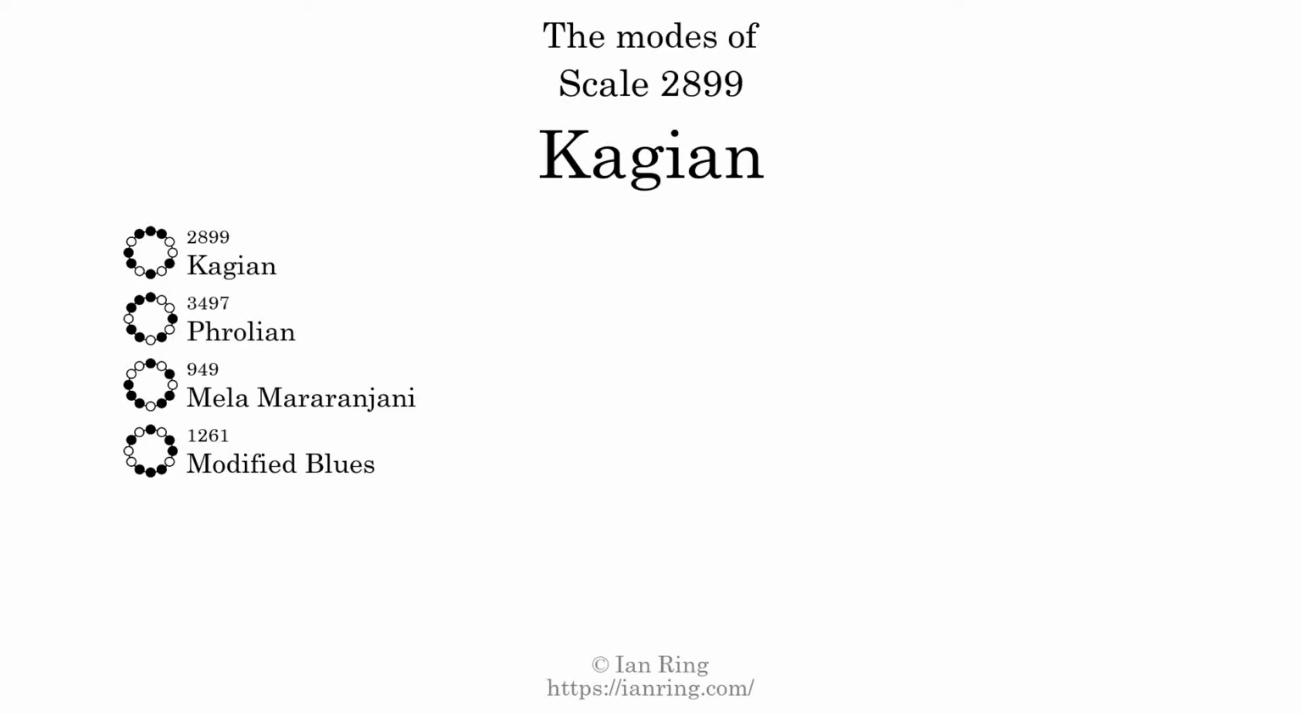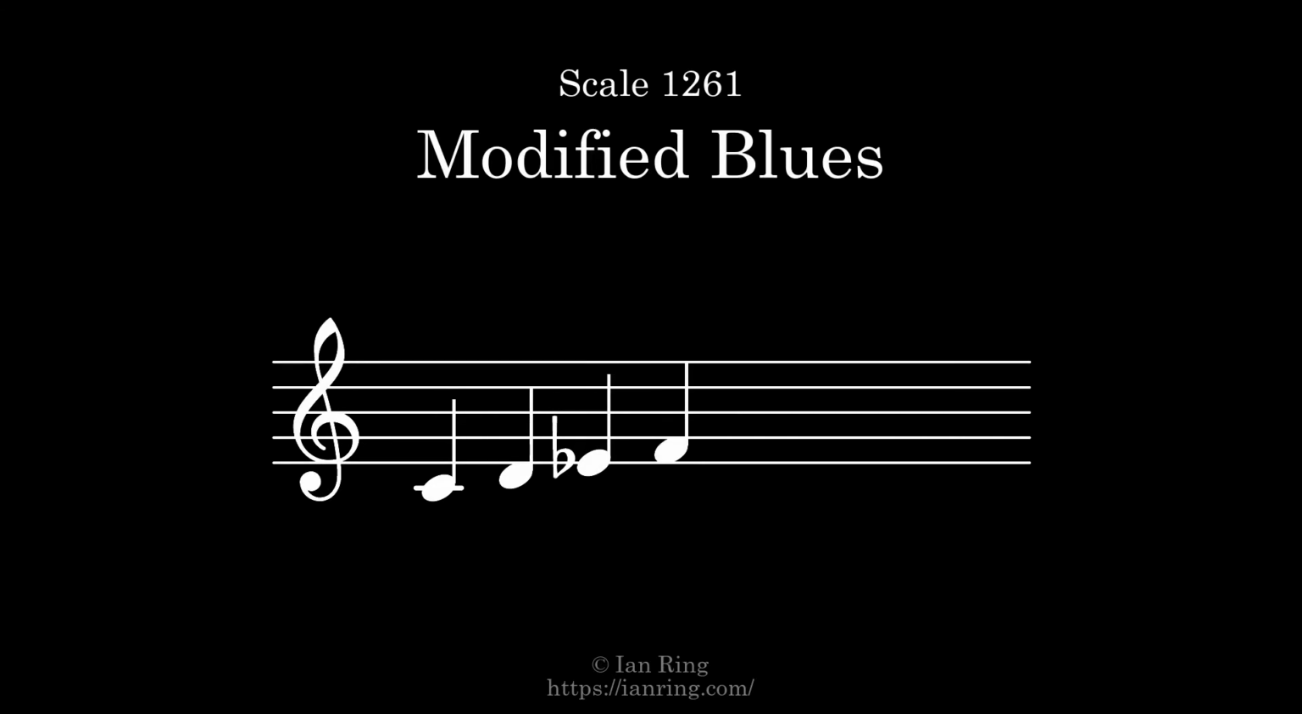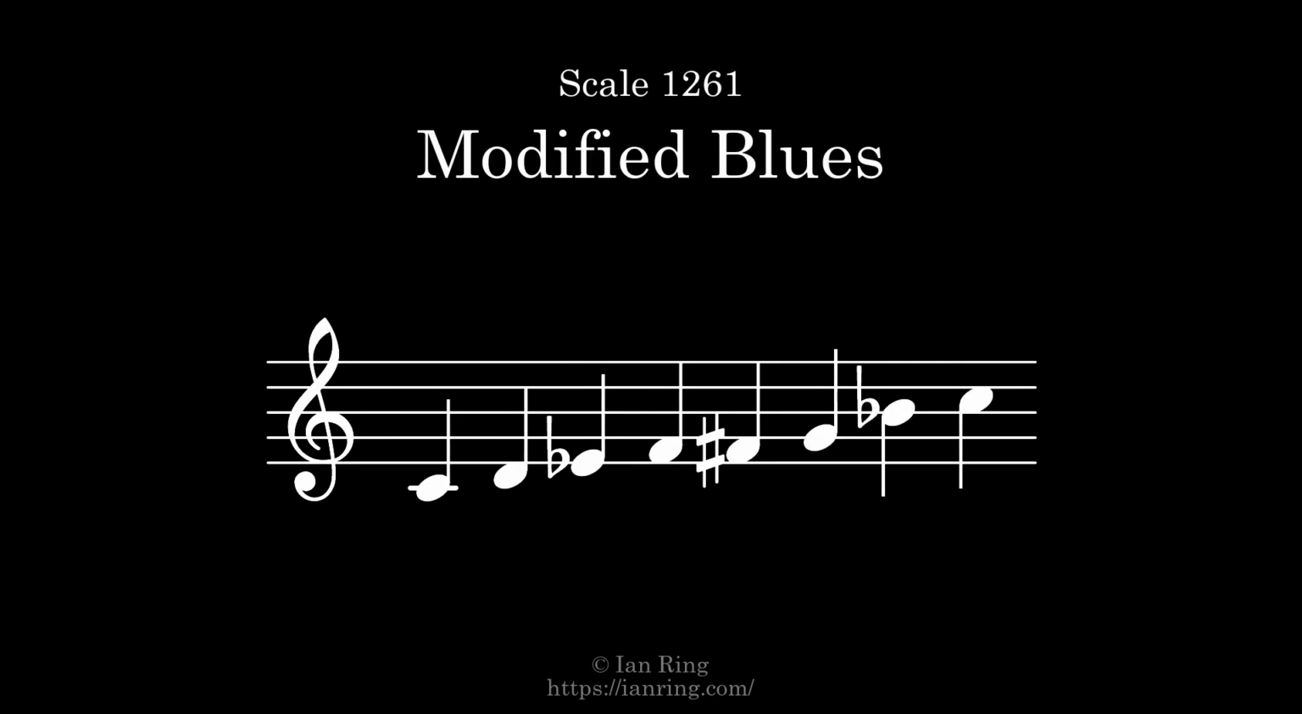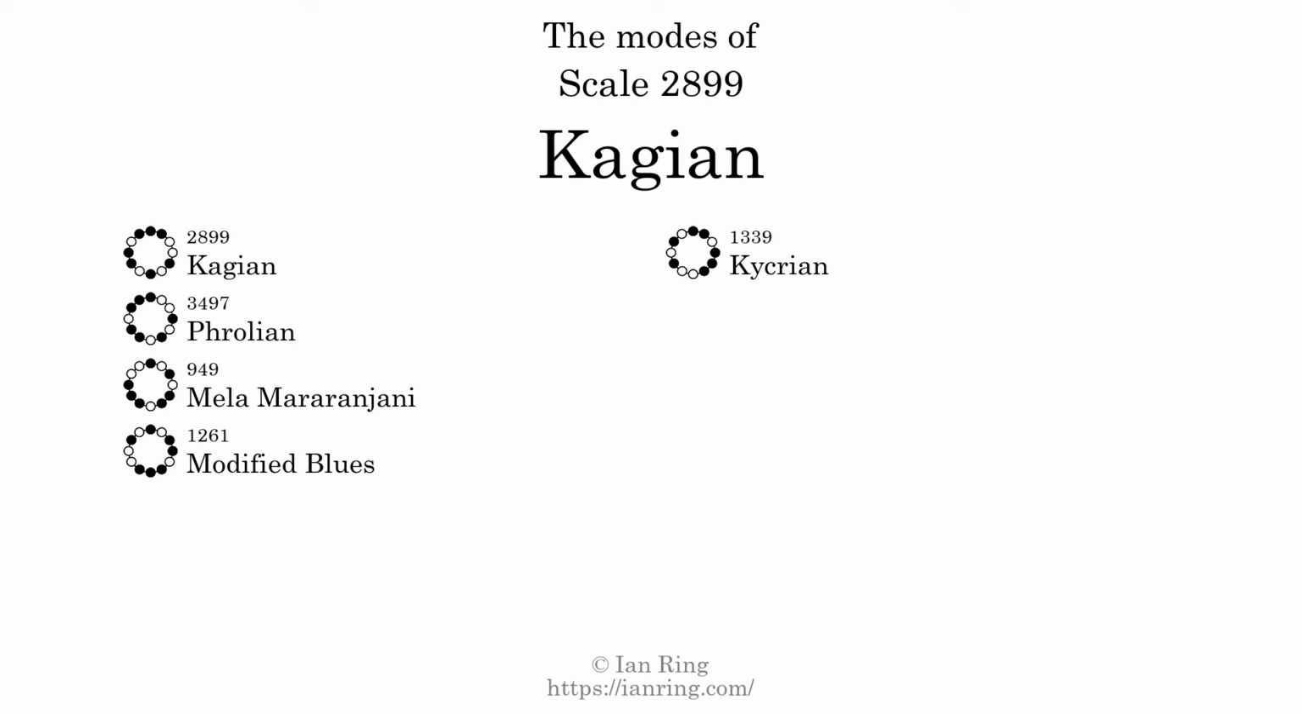The fourth mode is scale 1261, also known as modified blues. It sounds like this. The fifth mode is scale 1339, also known as Kagian. It sounds like this.